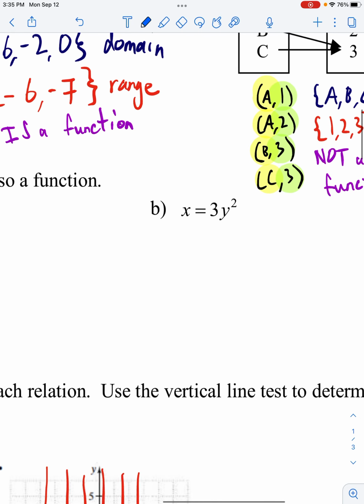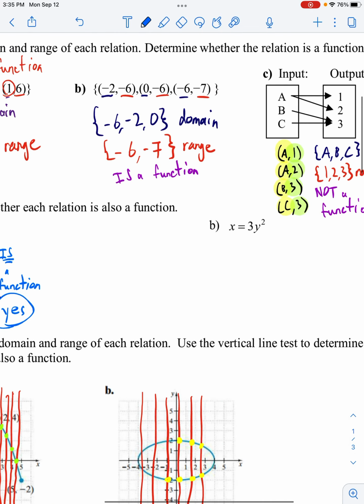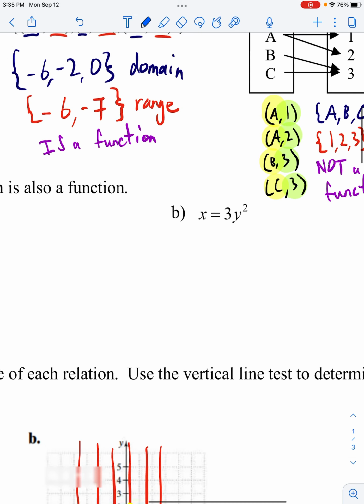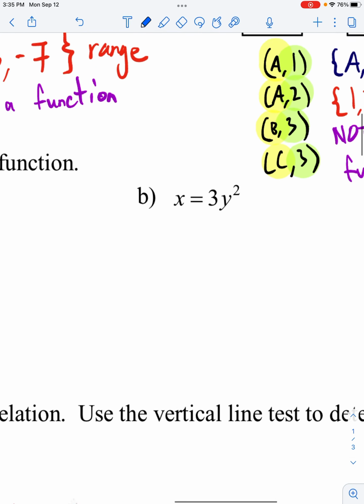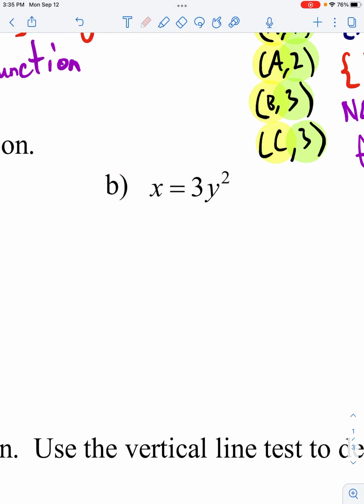All right, so for this next one, we want to see whether it's a function. So this is x equals 3y squared. First thing we're going to do here is solve for y. So I'm going to divide by 3 on both sides.